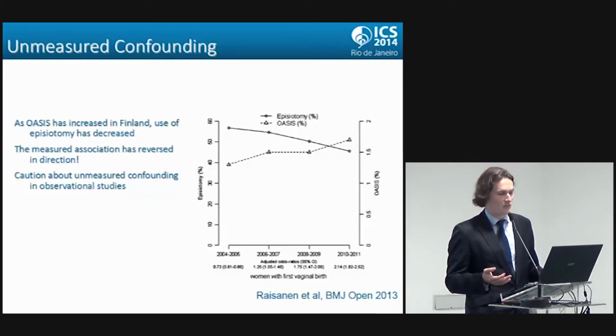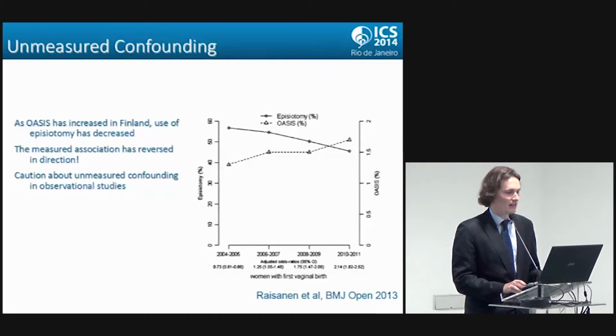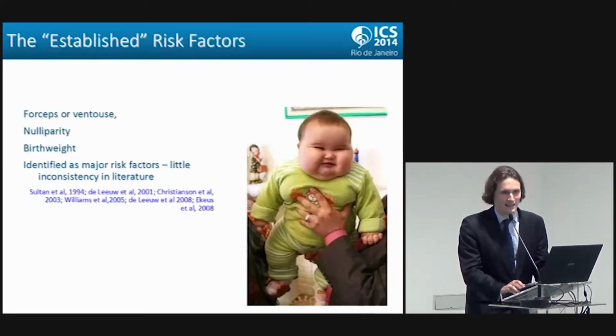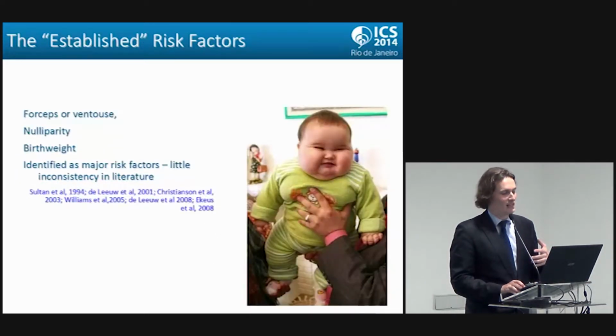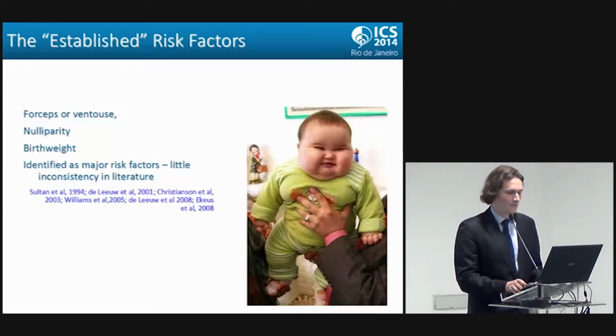Now this is confounding by indication, and there's no way to unpick this kind of confounding in our observational studies. So for all observational evidence, you have to think hard about what biases could have snuck in. Having said that, observational studies paint a very consistent picture for some risk factors. We know that having an instrumented delivery puts you at high risk of OASIS, having your first baby puts you at high risk, and obviously having a big baby puts you at high risk.